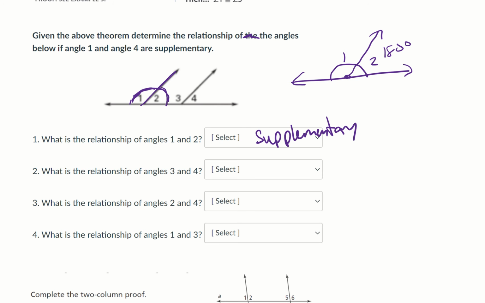And if we look at angles 3 and 4, we can see that they also add up to 180 because they share that side and add up to a line. So this is also supplementary.